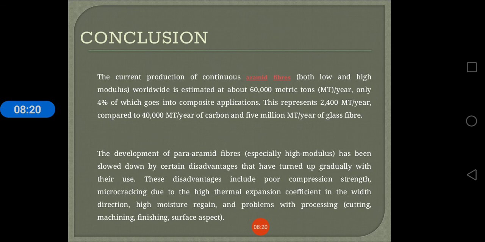Conclusion. The current production of continuous fibers is 6,000 metric tons per year. The development of para-aramid fibers has been slowed down by certain disadvantages that have turned up gradually with their use. These disadvantages include poor compression strength.